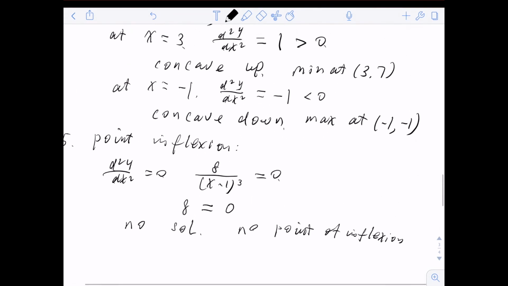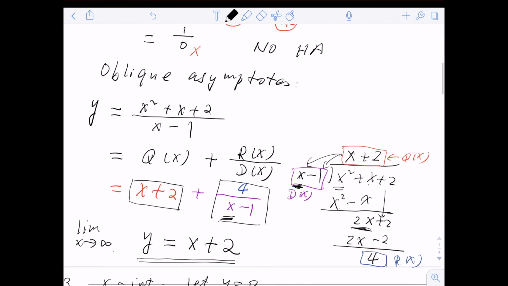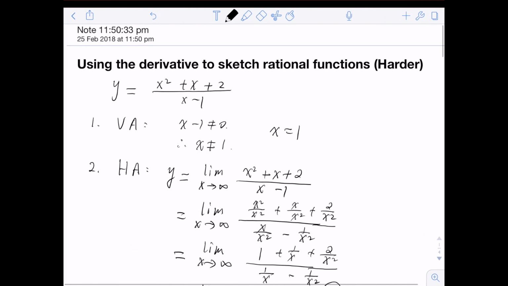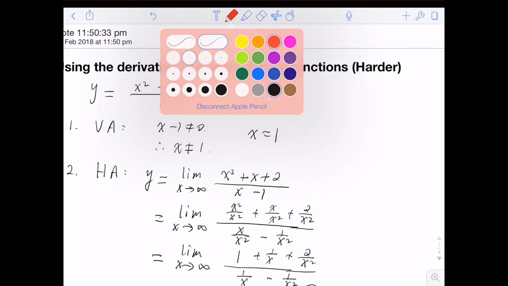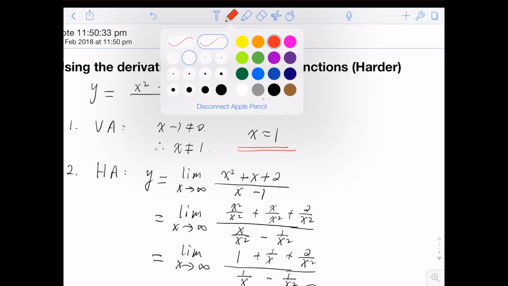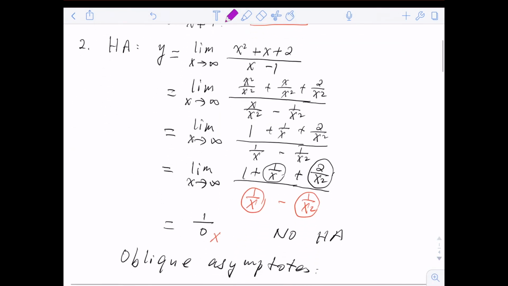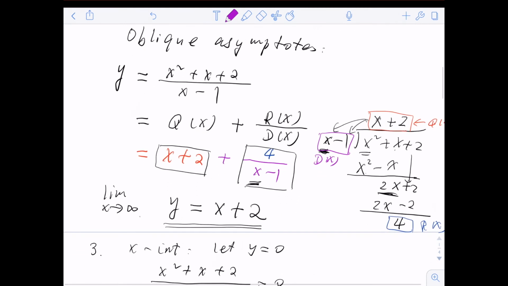I think I got all my features. I'm going to put all these features together and summarize everything we have found. Wow, it's a long process again. So the first one was your vertical asymptote, which I'm going to write in red: x equals 1. Second one is my oblique asymptote, because there's no horizontal asymptote, the oblique asymptote is here.